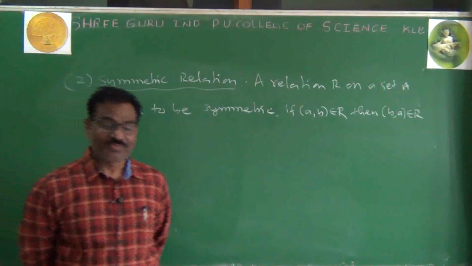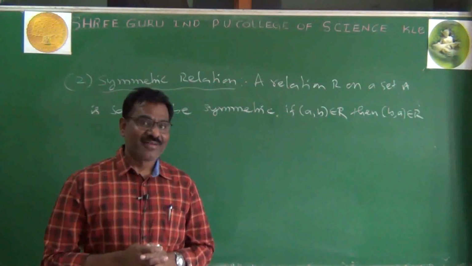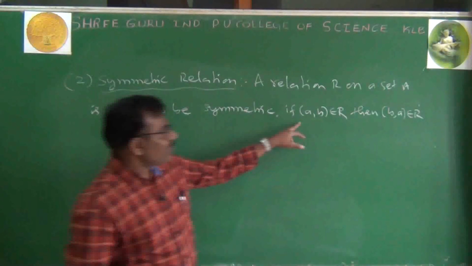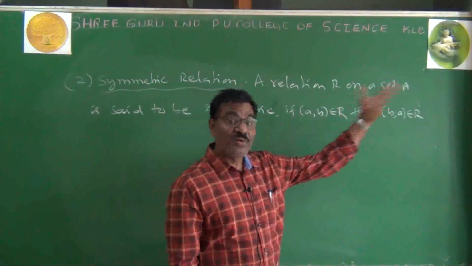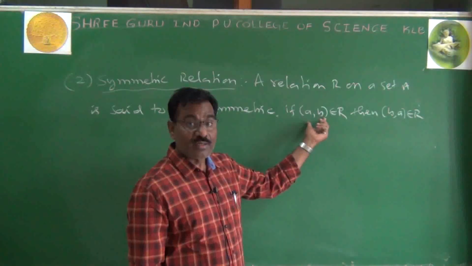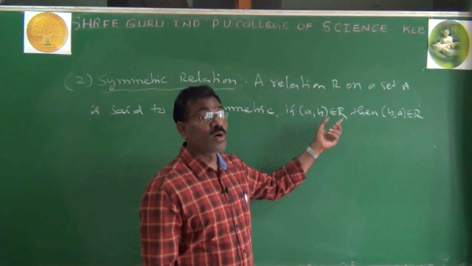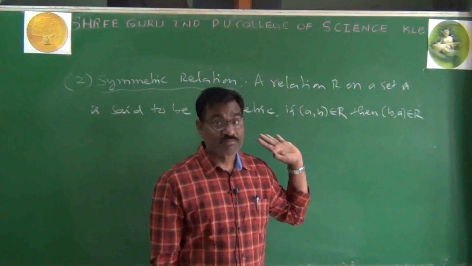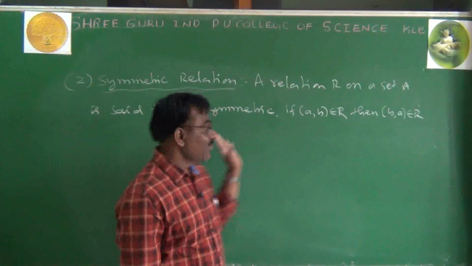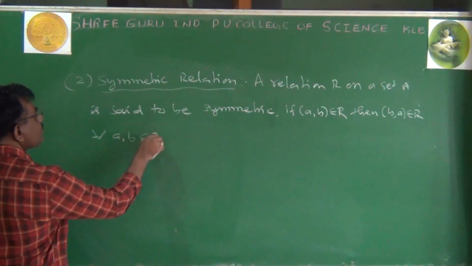Interesting. If (a, b) belongs to R, then (b, a) belongs to R. You take one ordered pair in R, (a, b), for example (1,2), and (2,1) must belong to R only. That is called a symmetric relation. So this holds for all a, b belongs to set A.